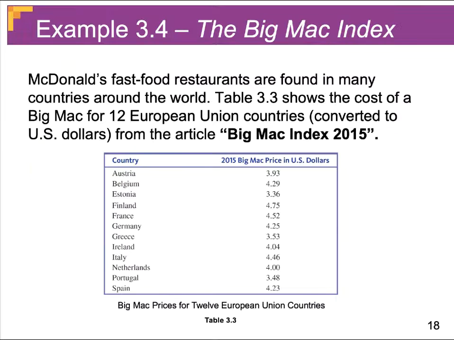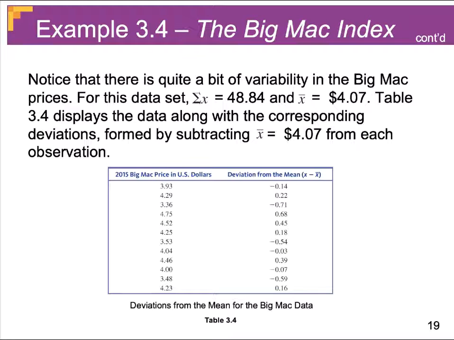So let's look at this data set where we're looking at Big Mac prices in US dollars for different countries. The first thing we would need to do is calculate the sample mean. If you put all of this into StatCrunch and went to Stat, Calculations, Summary Statistics, you'll see that x bar would be $4.07. That is the average value for these countries.